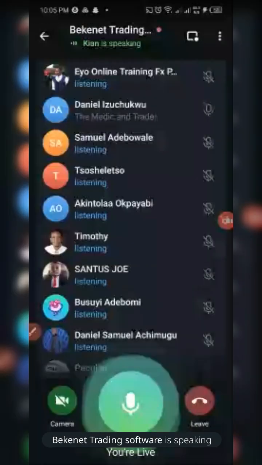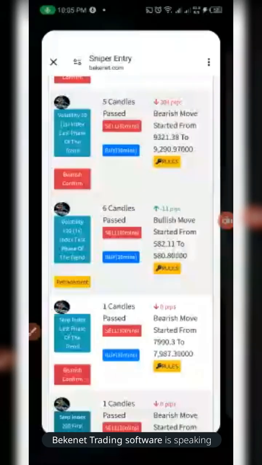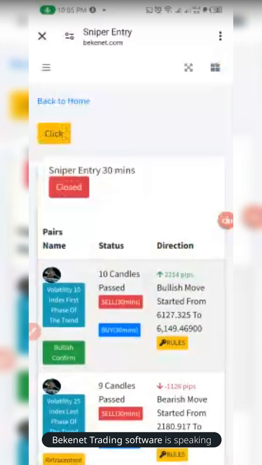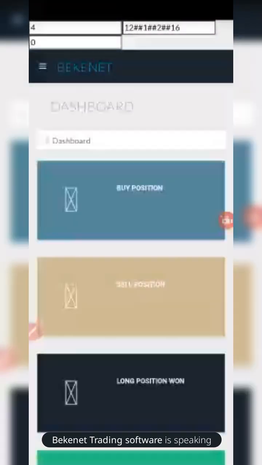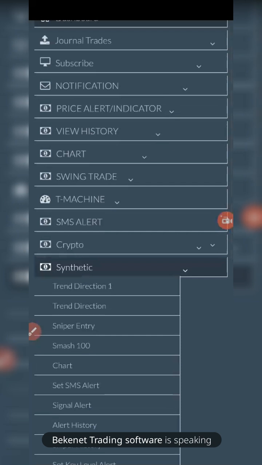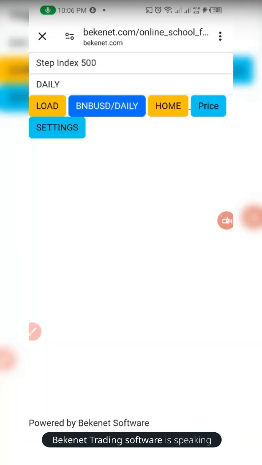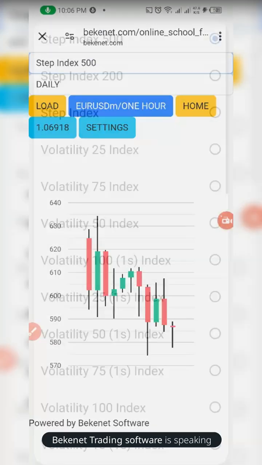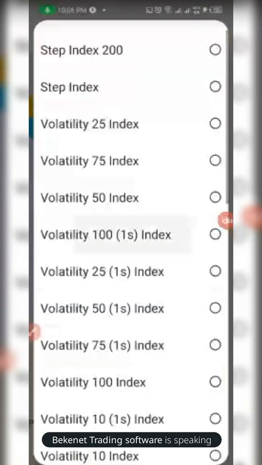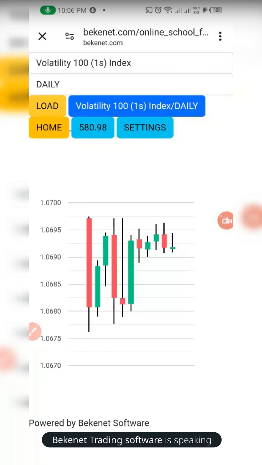Very good. All right, now let's move on to the key level aspect, how we're able to take our trade on key level. So I'm going to show you the manual aspect of it. All I need to do now is go to my synthetic, click on the chart, and let's use that Volatility 100 to check that and see what's going on there. I'll click on load and see what is happening.